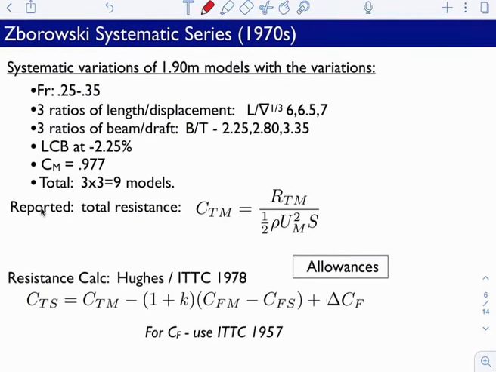Our second series is the Borowski Systematic Series. It's a smaller series. I think I noted here 9 models.